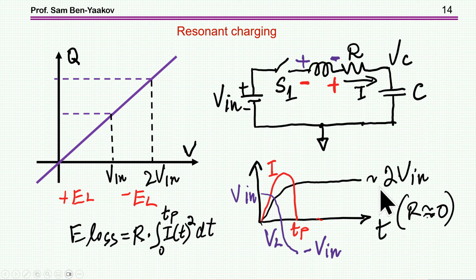Now, the energy lost is, of course, the resistance times the RMS current squared during this period. So you have to figure out what is RMS. If this is a resistance, this is not sinusoidal. There is a correction factor depending on the quality factor of the circuit, okay? So you have to figure out what is the RMS of this thing, and then this will be the energy loss. So this is the case of resonant charging.